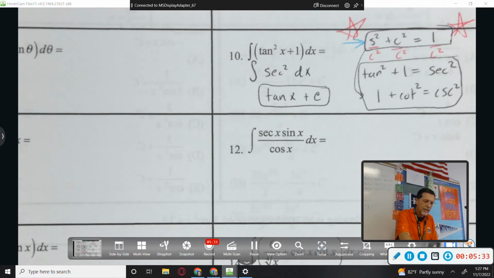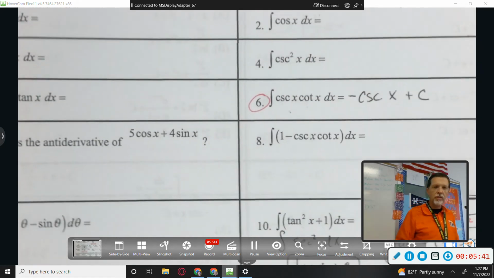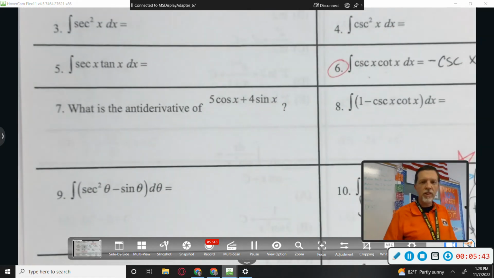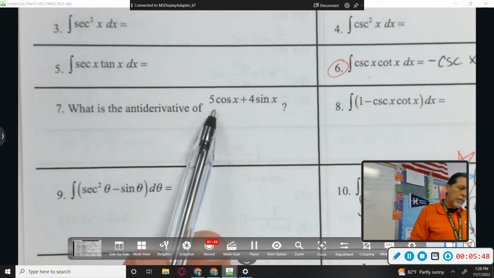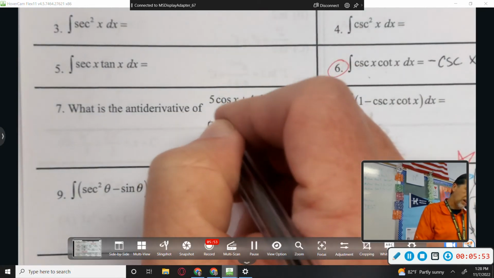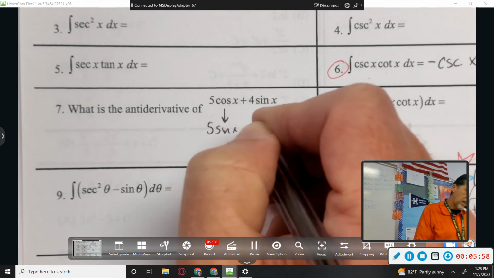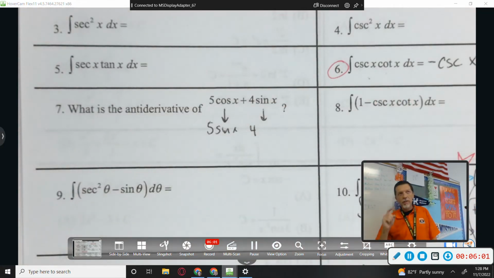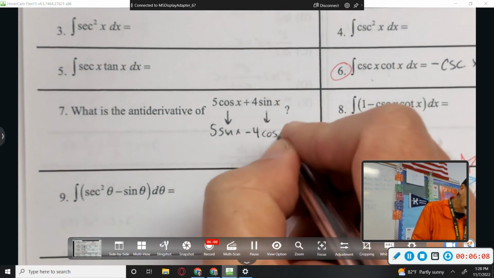Let's see. What about number 7? Find the antiderivative. So it's the same question, they're asking it differently. So what function would have a derivative of cosine? Sine. So that one would be 5 sine of x. What function would have a derivative of sine? Negative cosine. So let's put that as minus 4 cosine of x.